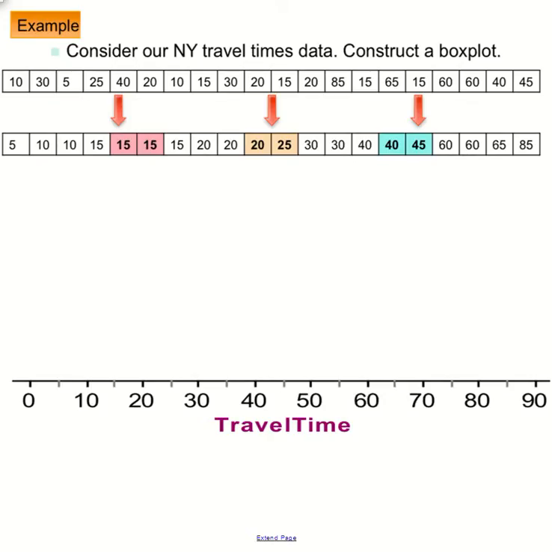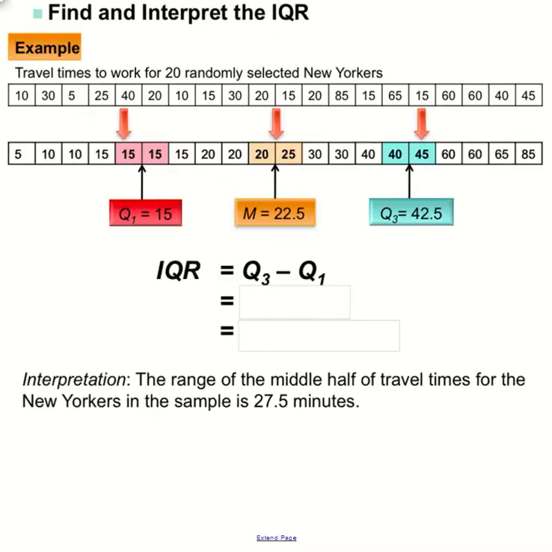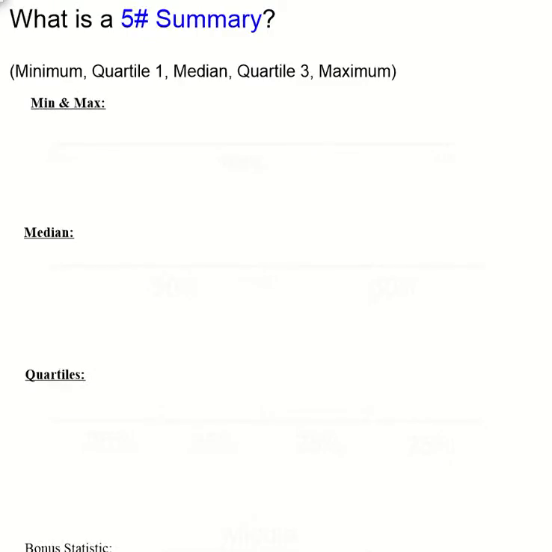Alright, so we just made our box and whisker plot. We found all of our information, and we did great. So what is a 5-number summary? Well, we start with the min and the max, the minimum number and the maximum number. They show 100% of the data between them.